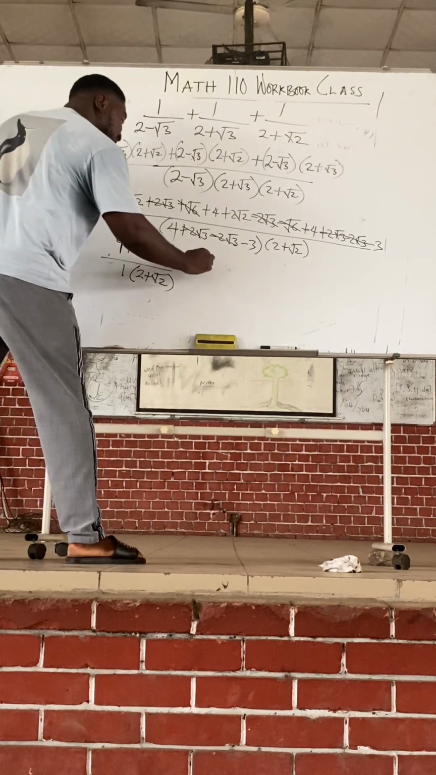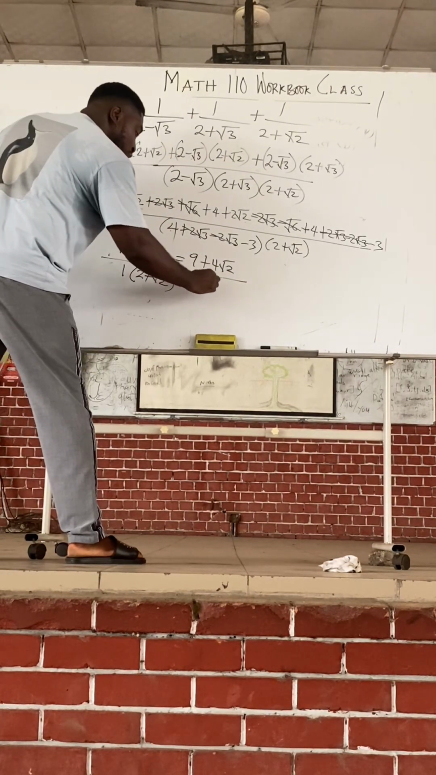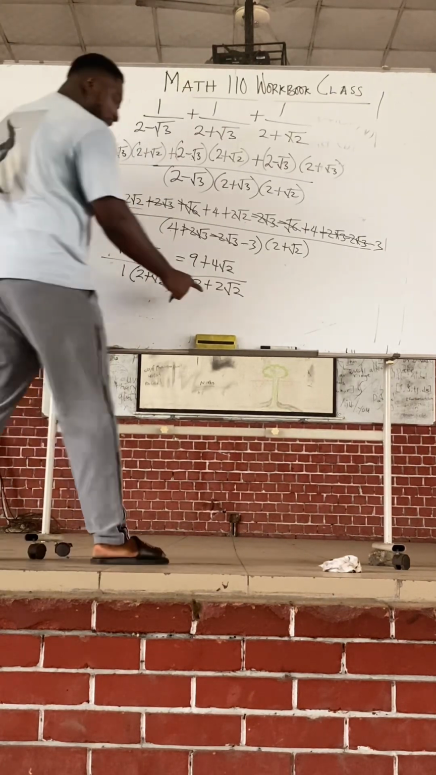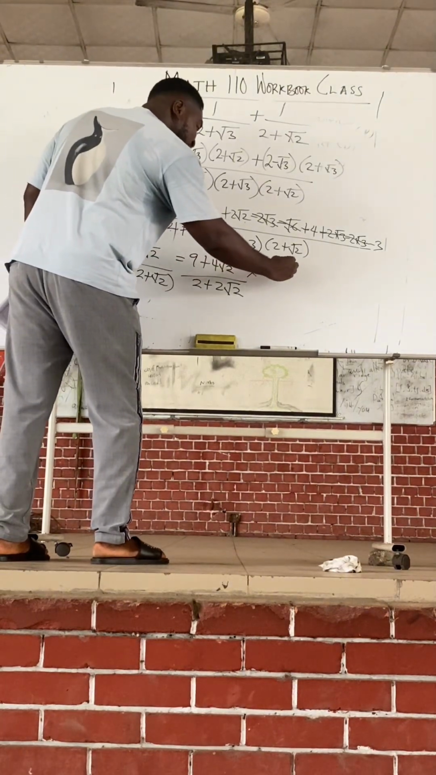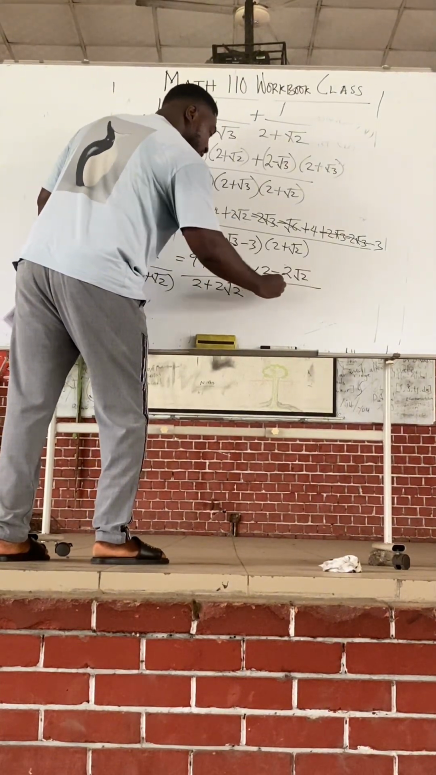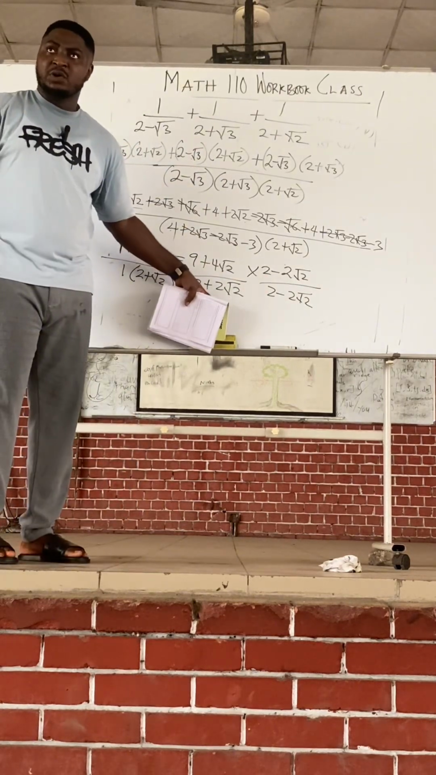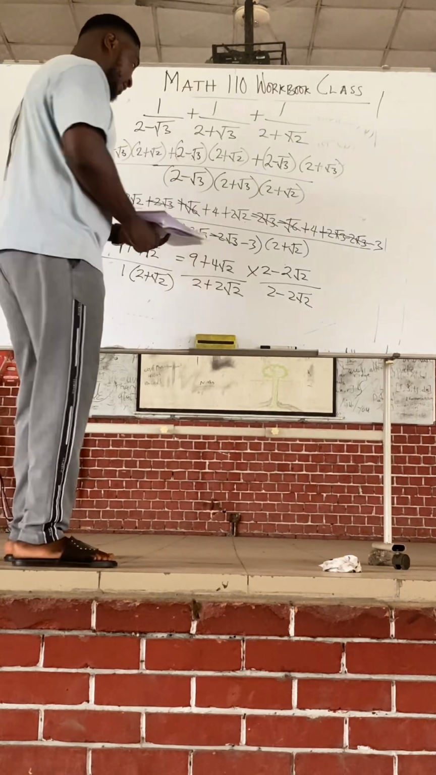4 minus 3 is 1, into the bracket 2 plus root 2. This is now 9 plus 4 root 2, all over 1 times 2 plus 2 root 2. We are still not done. In short, rationalize the denominator. Multiply both up and down by the conjugate of the denominator. Class, never leave your answer with a surd in the denominator. Rationalize it by multiplying both up and down by the conjugate.